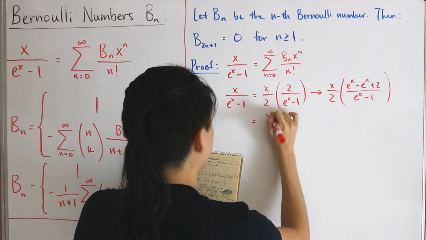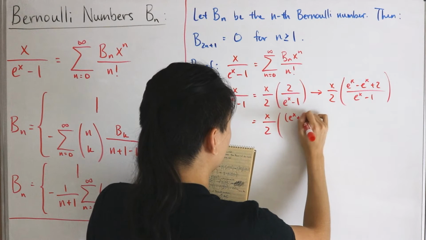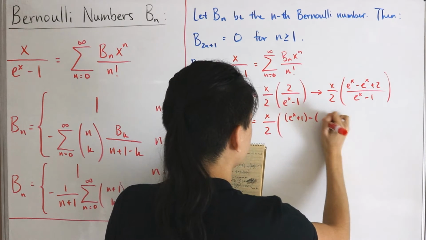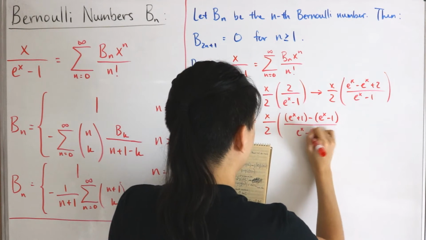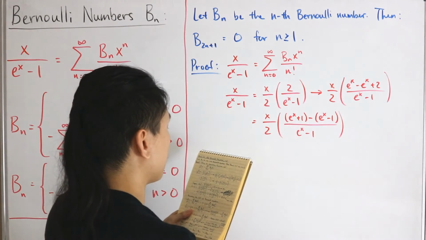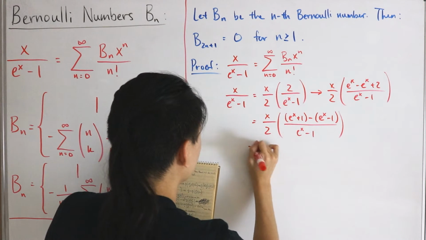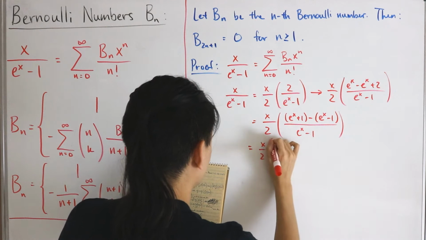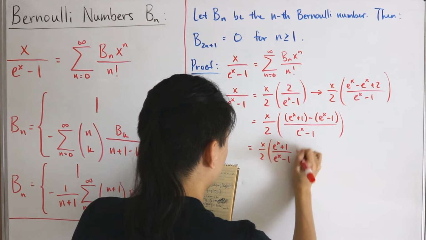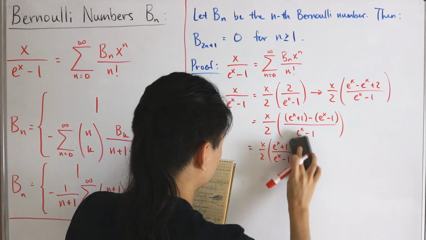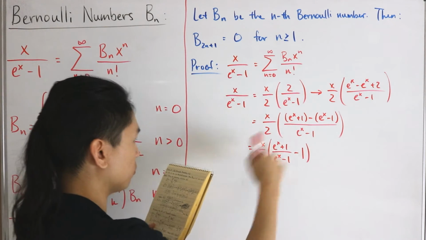So in other words, that's the same thing as x divided by 2 multiplied with e to the power x plus 1, then quantity subtract e to the power x minus 1, and divided by e to the x minus 1. Then you'll notice that we'll have some terms that will cancel, specifically the e to the x minus 1 that'll just reduce to a 1. So that means I have x divided by 2 and then multiply with e to the x plus 1 divided by e to the x minus 1, and then subtract 1. Then I'll just distribute the x over 2 to everything.